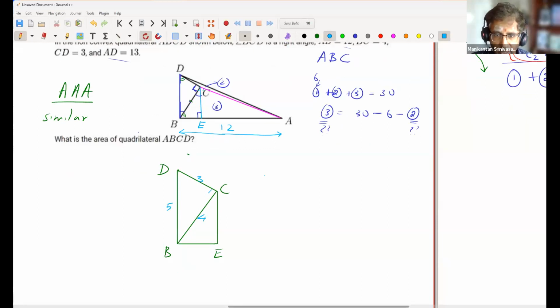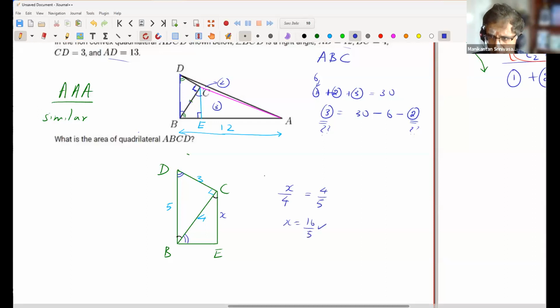Okay. And which are the angles that are corresponding? So this angle corresponds to this angle. And then this angle corresponds to this angle. Now we want CE. Let's call CE as X. So X upon 4 should match 4 upon 5. You agree? And therefore X is 16 by 5 indeed.